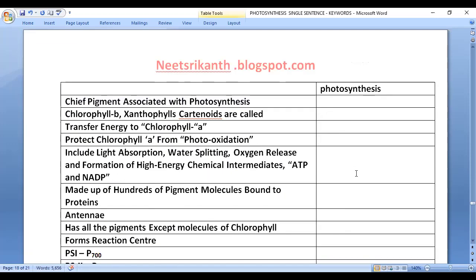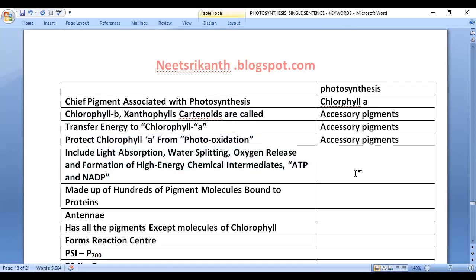Chief pigment associated with photosynthesis: chlorophyll a. Chlorophyll b, xanthophyll and carotenoids are called accessory pigments. Accessory pigments transfer energy to chlorophyll a and protect chlorophyll a from photooxidation.